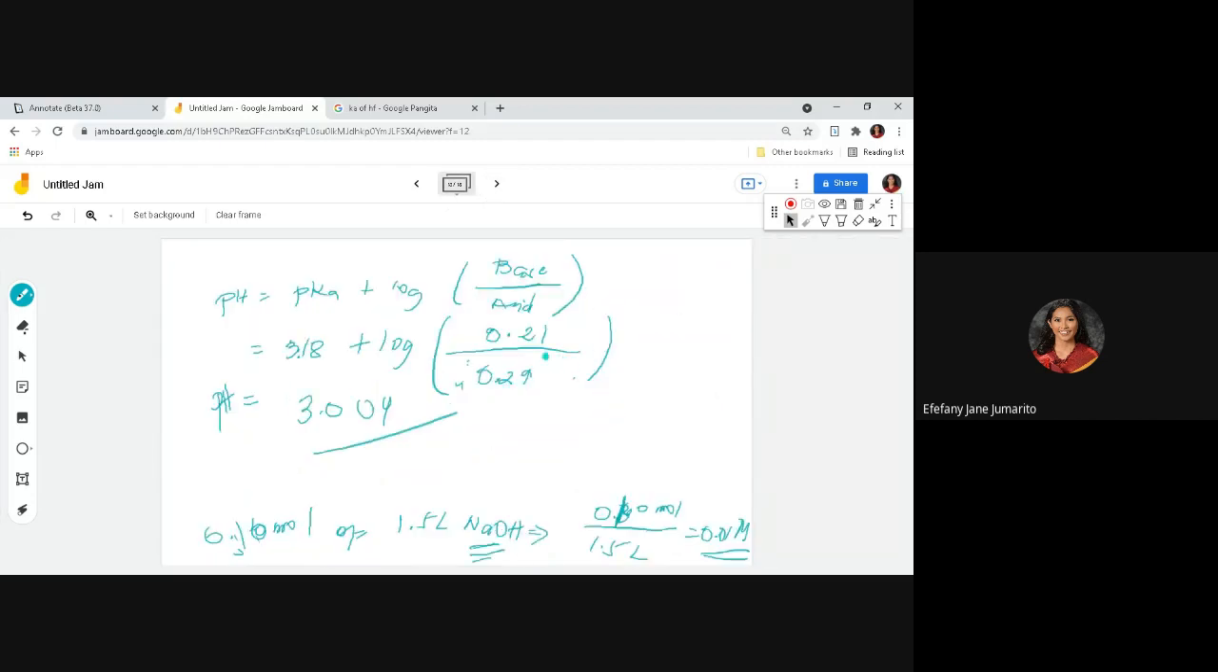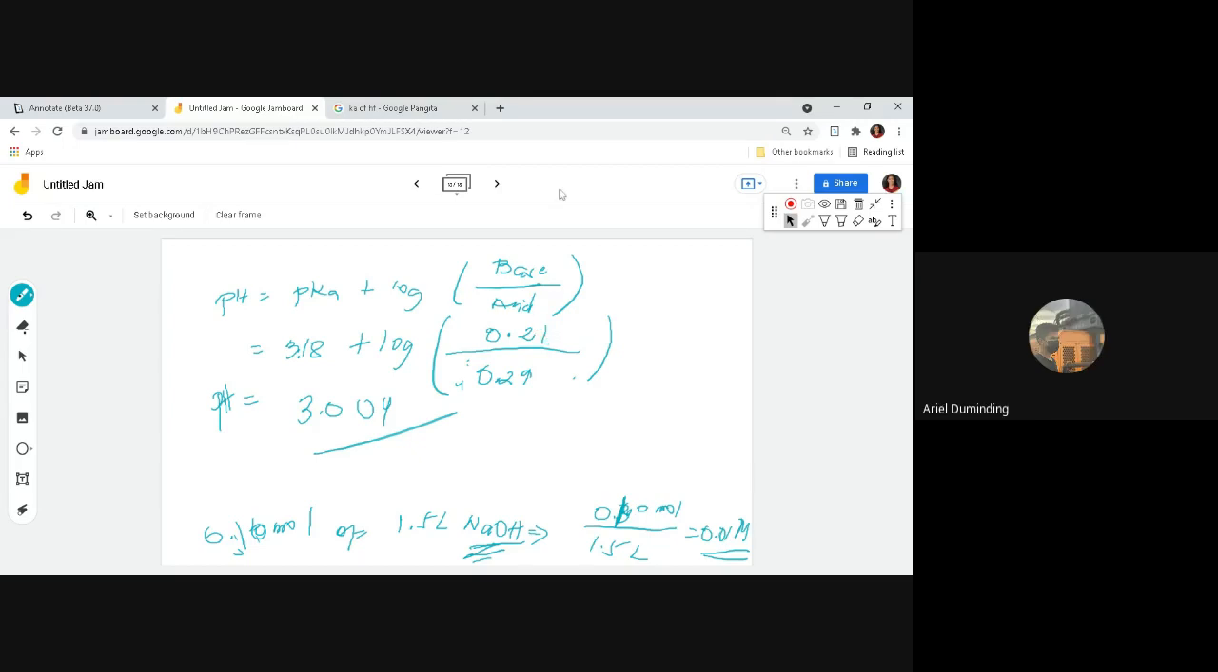Instead of working on the table, the ICE table, you can do this. We know that the base you added will react with the acid. If it reacts, the acid concentration will decrease, and your product will increase.